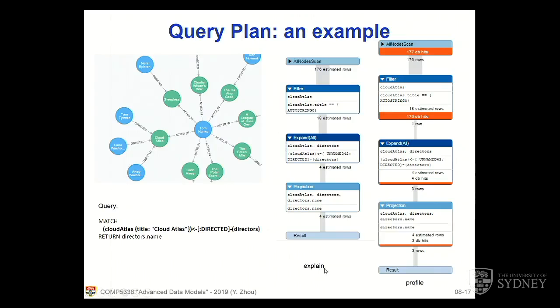So Neo4j provides two ways for you to check the query plan. If you know the query is quite expensive, and you probably have a few ways to write it, and you want to estimate each way's cost, you can use EXPLAIN. This won't really run the query, but it will give you some estimation, like how many rows will be involved in this and in that.